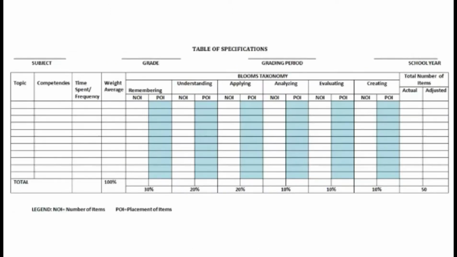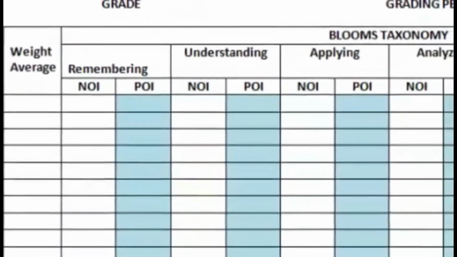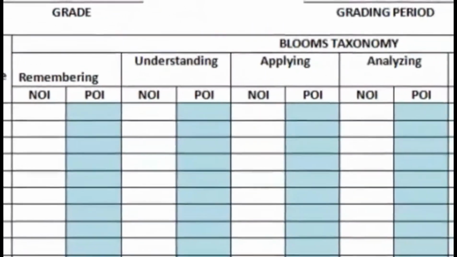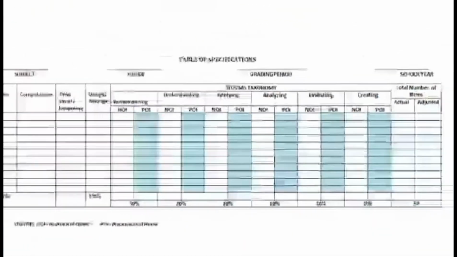An example of a table of specification template. In this step, you will need to be familiar with Bloom's taxonomy of thinking skills. Bloom has identified the hierarchy of learning objectives, from the lower thinking skills of knowledge and comprehension to the higher thinking skills of evaluation and synthesis. So Bloom's taxonomy has 6 categories, starting from lower level to highest: remembering, understanding, application, analyzing, evaluation, and creating.